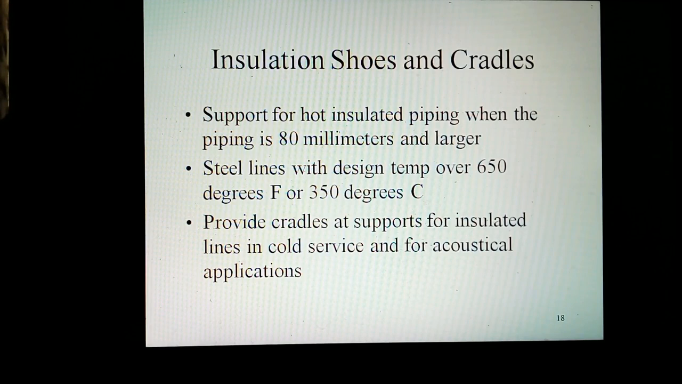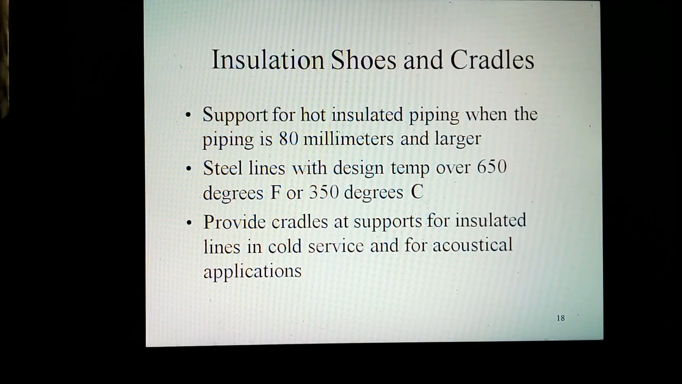Insulation shoes and cradles. Locate insulation shoes anywhere a line crosses the support for hot insulated piping when the piping is 3-inch or 80 millimeter and larger. Carbon and alloy steel lines with design temperatures over 650 degrees Fahrenheit or 350 degrees Celsius. Large diameter lines of 20 inches or 500 millimeters and over. Stainless steel lines where galvanic corrosion may exist. Lines with raw thickness less than standard weight, and vacuum lines should be analyzed to determine issues or where plates are needed. Provide cradles at supports for insulated lines in cold service and for acoustical applications.